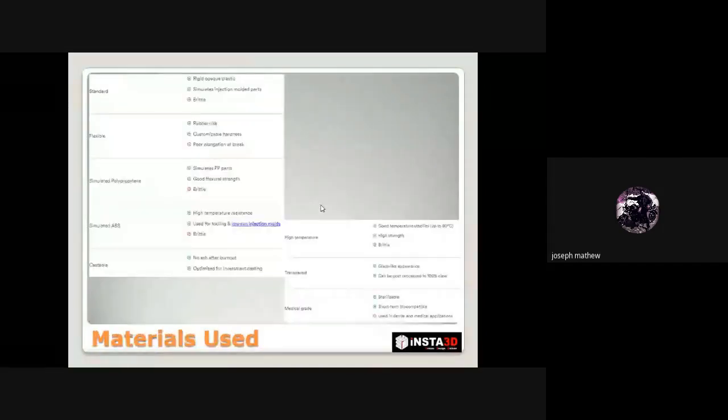Each one has its own advantage and disadvantage. The standard material used in material jetting is just for prototyping purposes and simulates injection molded parts, but it's very brittle in nature. Almost all the materials used in material jetting are brittle in nature, and based on the application of the 3D printed part, the material should be chosen.